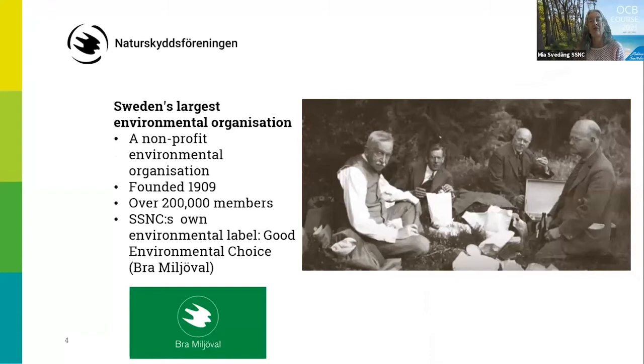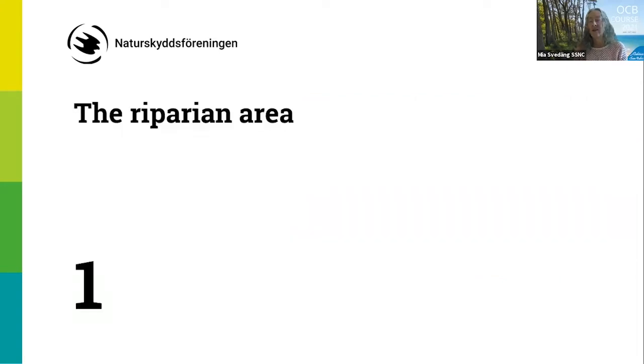But first I will start with a few words about the Swedish Society for Nature Conservation, which is my organization. It is Sweden's largest environmental organization, and it's very old. It was founded more than 100 years ago, in the beginning of the 20th century, in 1909. And it's a non-profit environmental organization, and we have over 200,000 members. And we also have our own environmental label, Good Environmental Choice. So that is us.